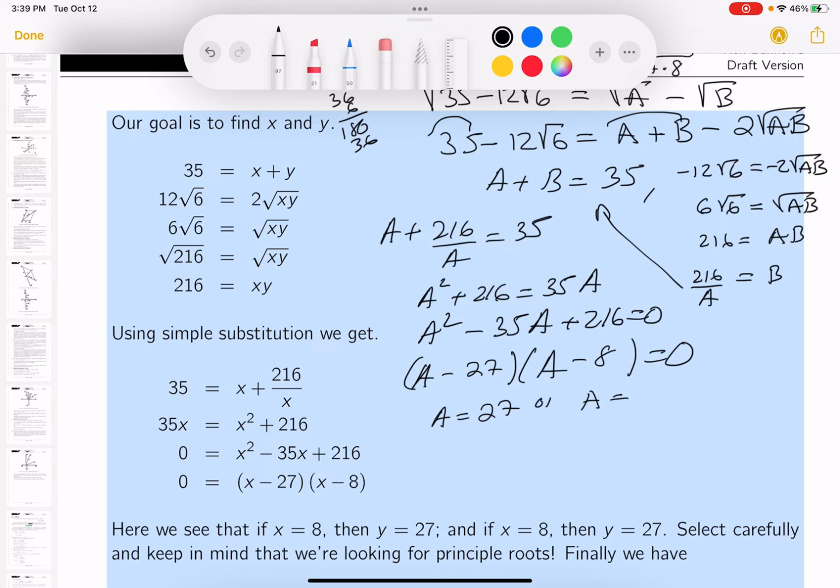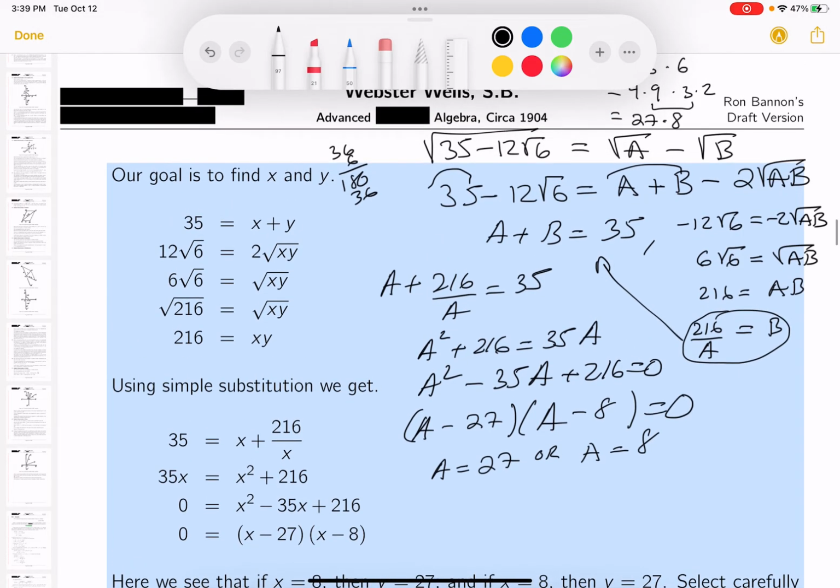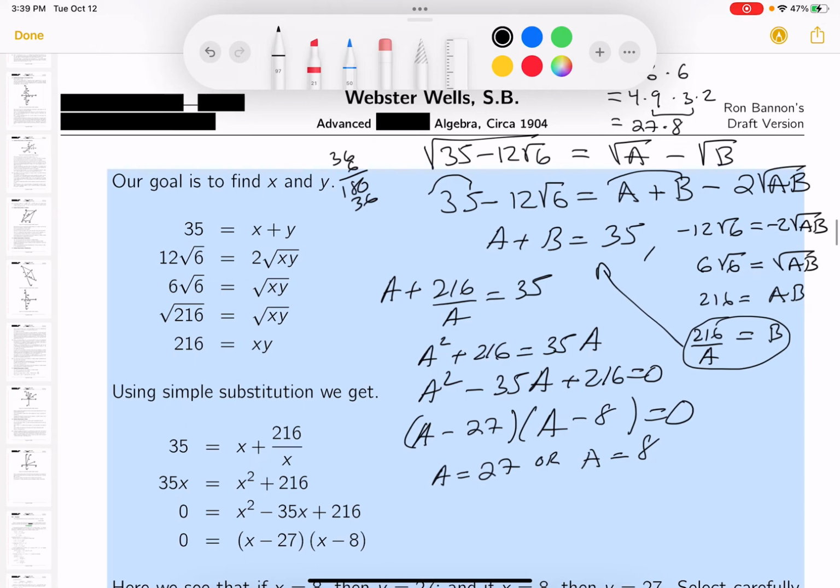These are tough, by the way. 8. And I'm looking at this over here. And I think I can do that. I just did it before, right? So A would be 27. And this would be B is equal to 8. So I think I'm ready.